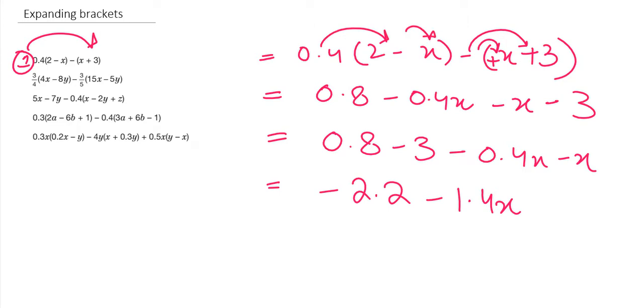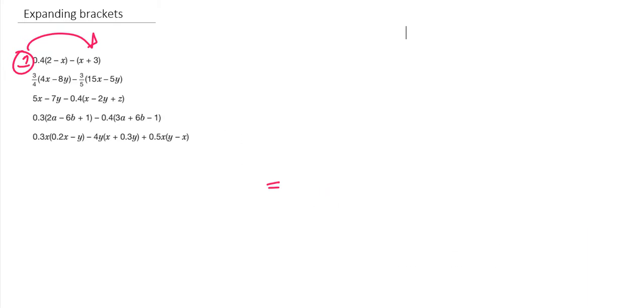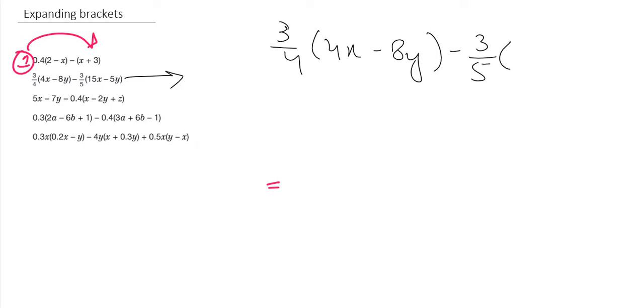Alright, so let's take another example. Let's remove this whole. Alright, let's take this one, the fraction variable. Three over 4 times (x minus 8y), plus 3 over 5 times (15x minus 5y).